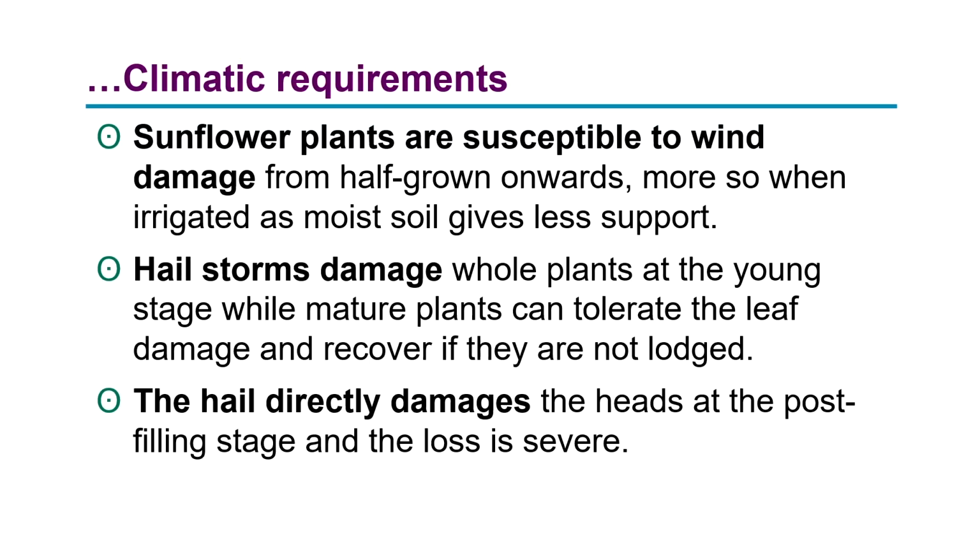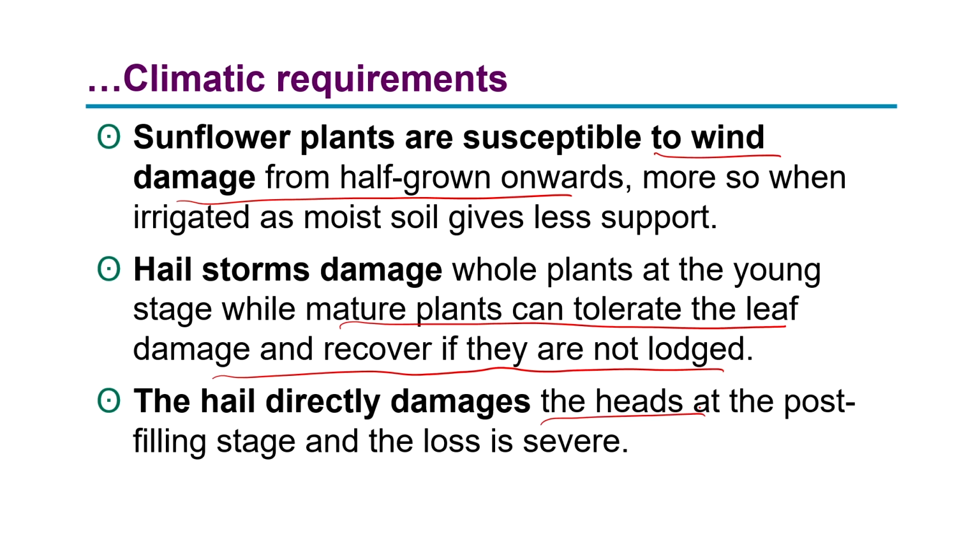If such kind of flooding or waterlogging continues for a long period, then the crop will dry up or it can die also. Sunflower plants are susceptible to wind damage from half grown onwards, more so when irrigated, as most soil gives less support. Hailstorms damage whole plants at the young stage, while mature plants can tolerate the leaf damage and recover if they are not lodged. The hail directly damages the heads at the post-filling stage, and the loss can be very, very severe.